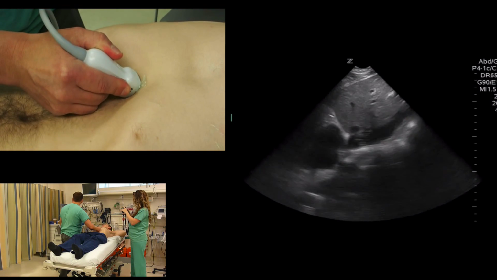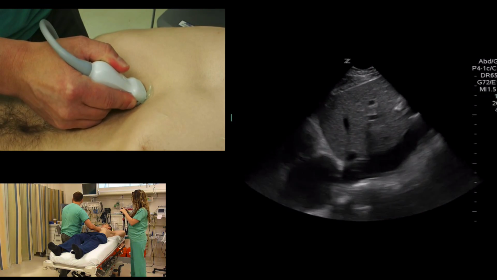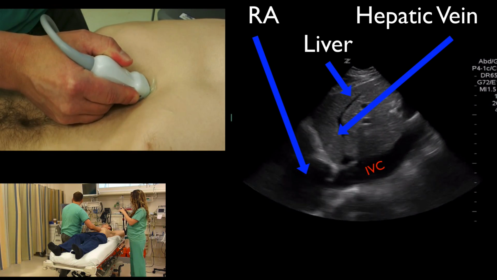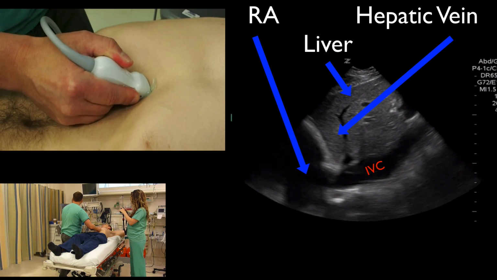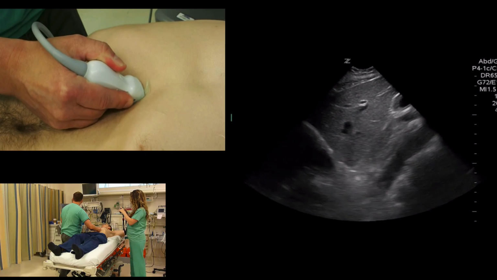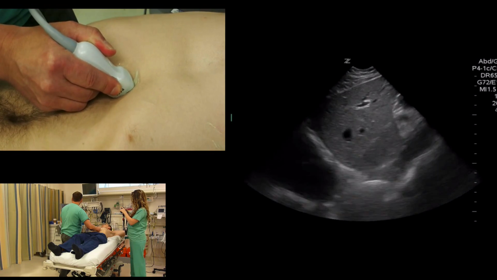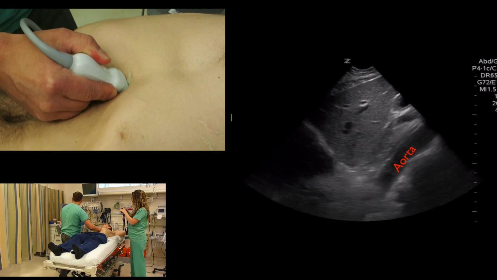Now turn the probe 90 degrees with the indicator pointing towards the patient's head and facing the ultrasound beam more posterior in the patient, that's more towards the bed or the patient's back, and you get this long axis of the inferior vena cava. Now the IVC sits just to the right in the patient's body, and if you point the ultrasound beam to the left, you will visualize the abdominal aorta.